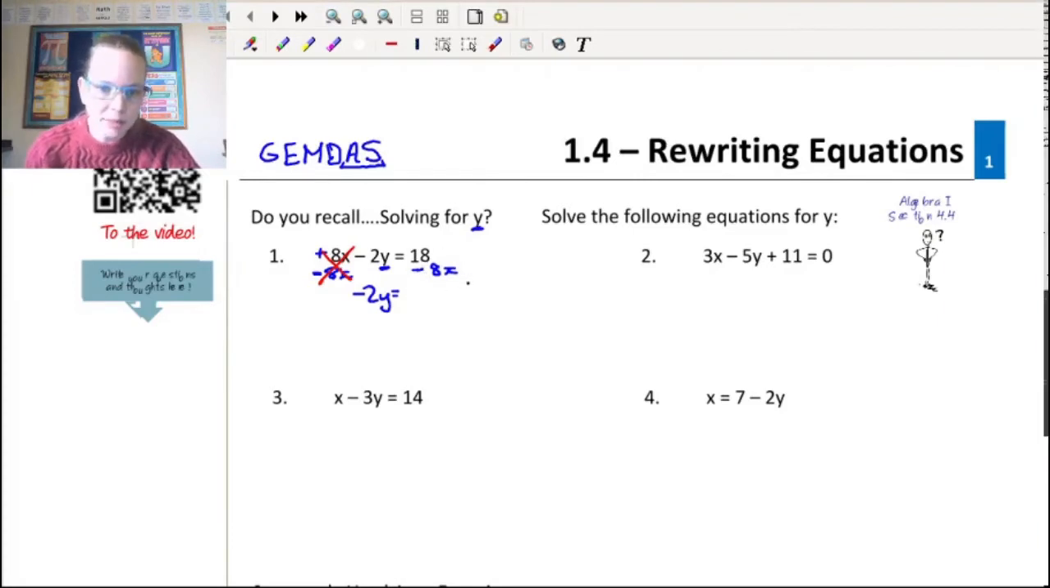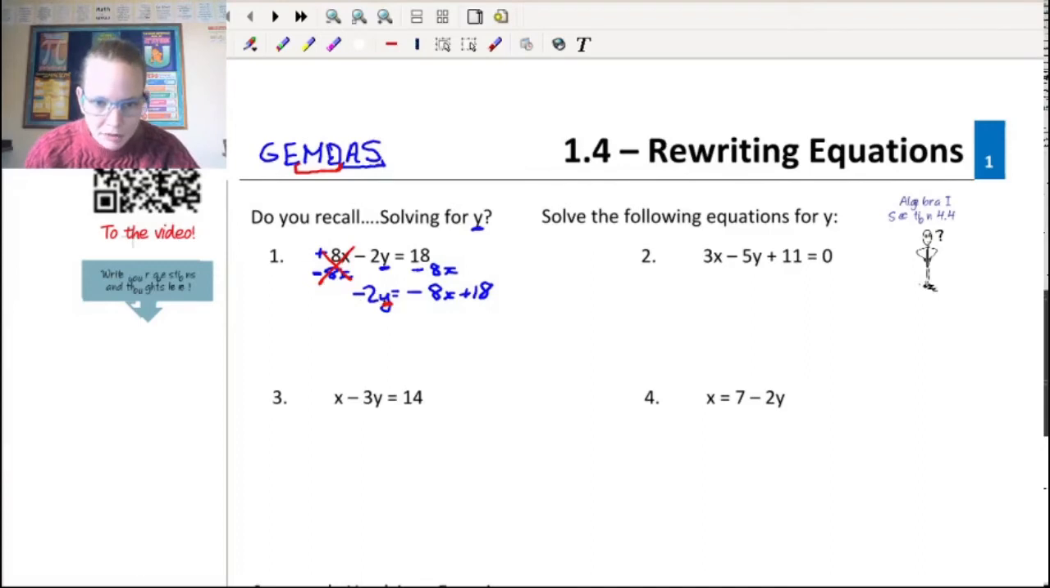You could write 18 minus 8x. We just tend to usually write the 8x or the x term first, so I'm going to write this as minus 8x plus 18, so this is going to look more like slope-intercept form. And then, again, we're still aiming to get our y by itself. So we've taken care of addition and subtraction. Now we'll look at multiplication and division.